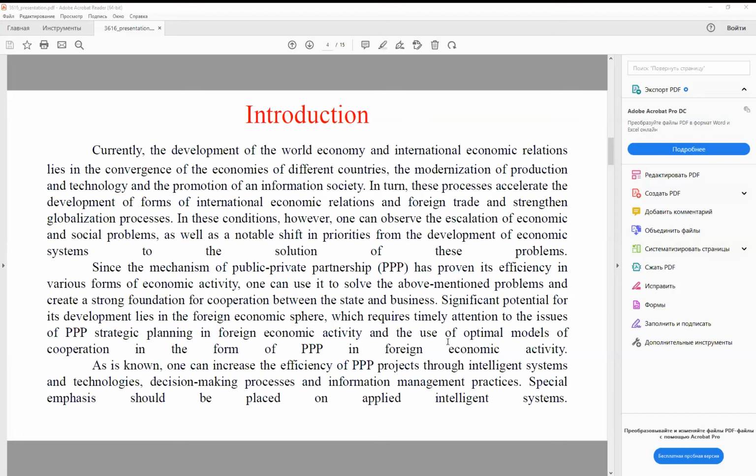Significant potential for its development lies in the foreign economic sphere, which requires timely attention to the issues of PPP strategic planning in foreign economic activity and the use of the optimal model of cooperation in the form of PPP in foreign economic activity. As is known, one can increase the efficiency of PPP projects through intelligence systems and technology, decision-making processes, and information management practices. Special emphasis should be placed on applied intelligence systems.